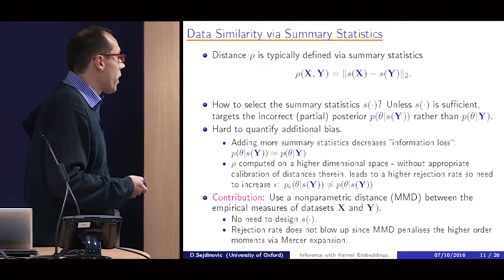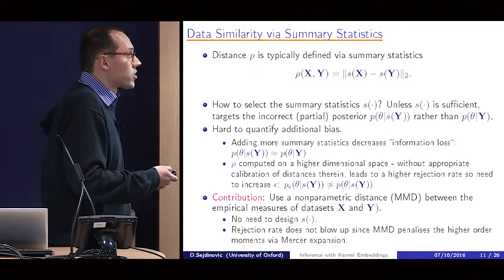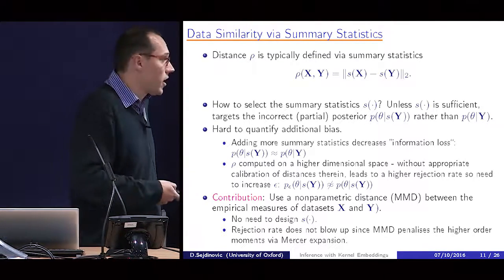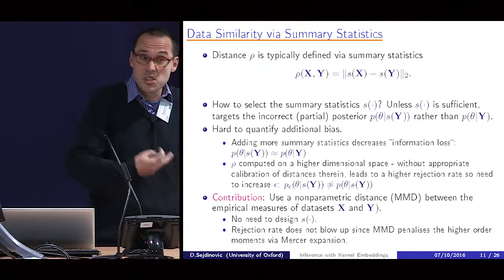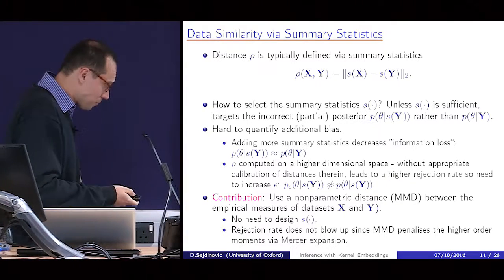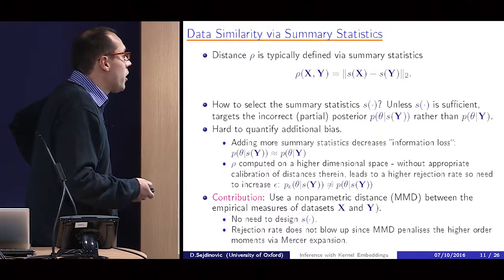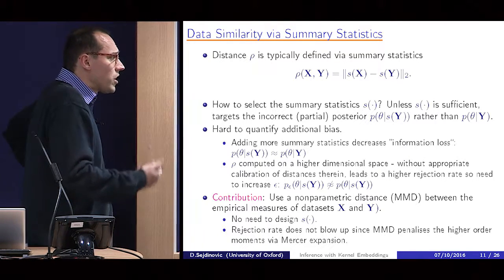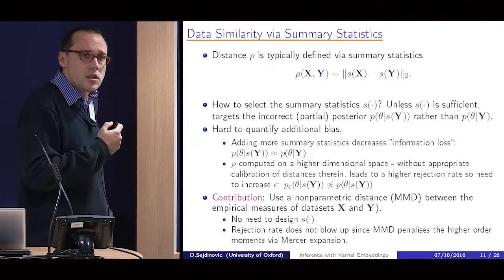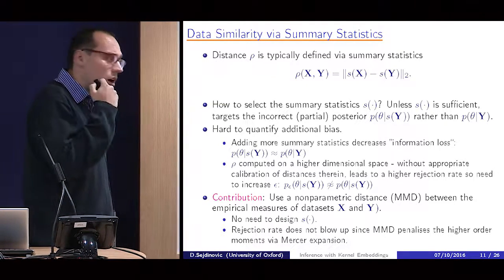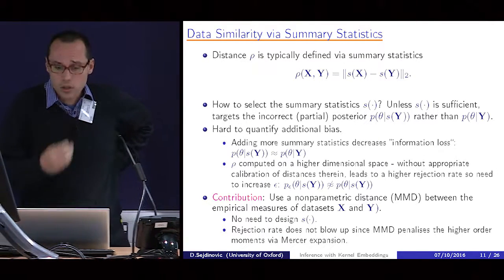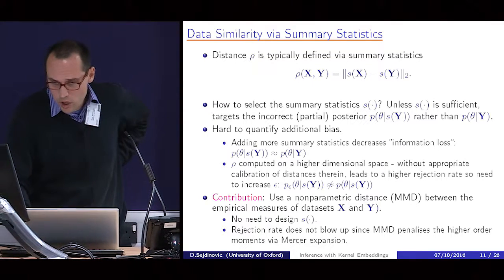And so why, I just told you that if you actually add more statistics, then you're in a higher dimensional space, so you're in trouble, so you get a higher rejection rate. And now I'm telling you actually use this MMD, which is essentially doing something in an infinite dimensional space. So it seems like a crazy idea. So why would that even work? Well, it turns out that this notion of MMD actually penalizes the higher order moments. So even though it's computing some kind of L2 distance on summary statistics, it's really weighing down the contribution of the higher order moments. So the rejection rate actually does not blow up.